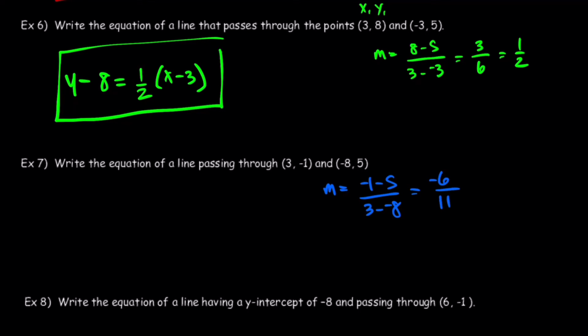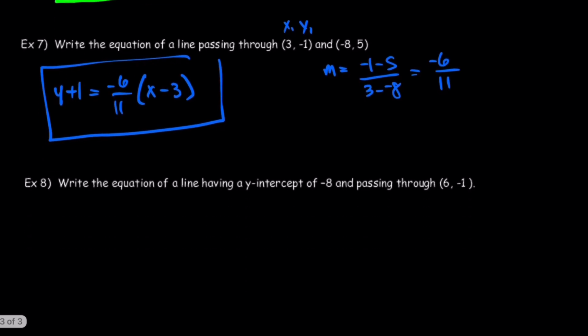So there's your slope. You can pick either point you want. I just usually go with the first one. There's x1, y1. So your equation, y minus the y coordinate, since it's a negative 1, that becomes plus 1, because you're subtracting, equals your slope, negative 6/11 times x minus the x coordinate, x minus 3.